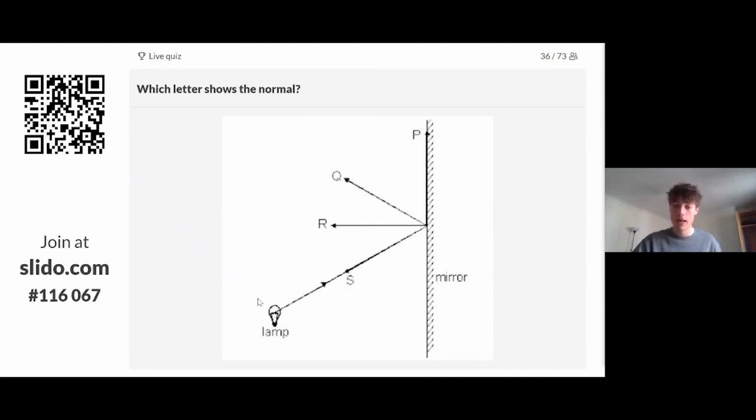Okay, so you've got a lamp, you've got a mirror, you've got an incoming ray here, and then a reflected ray here. Okay, what does normal mean?